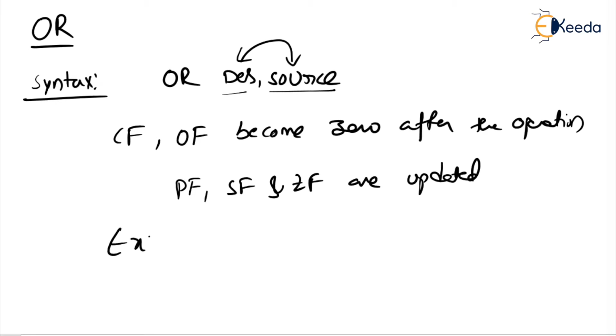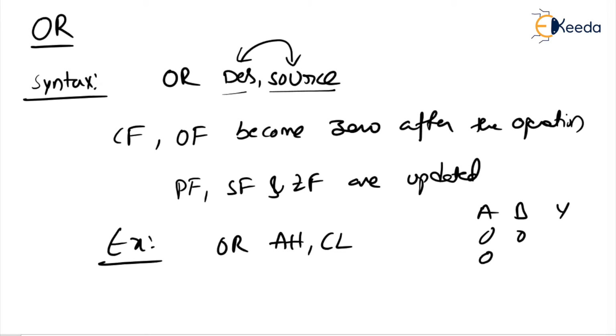Same example. OR AH, CL. Now the OR operation. What is the OR operation? A, B, Y: 0 0 0, 0 1 1, 1 0 1, 1 1 1. Right? When both are 0, then the output is 0. Otherwise, the output is 1.